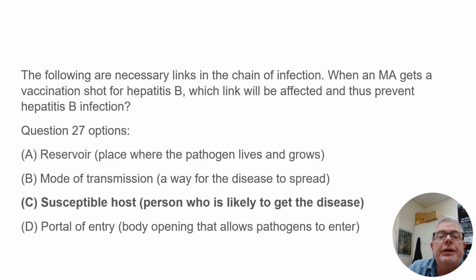The following are necessary links in the chain of infection. When a medical assistant gets a vaccination shot for hepatitis B, which link will be affected and thus prevent hepatitis B infection? And that would be susceptible hosts. So by building up the immunity from vaccinations, the medical assistant is becoming non-susceptible to hepatitis B. Although nothing's 100%, it definitely helps.